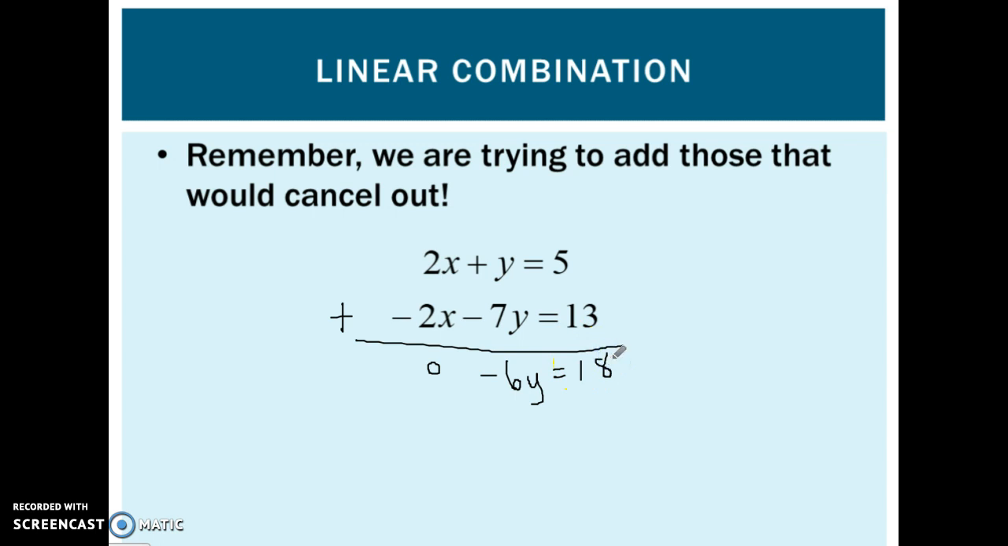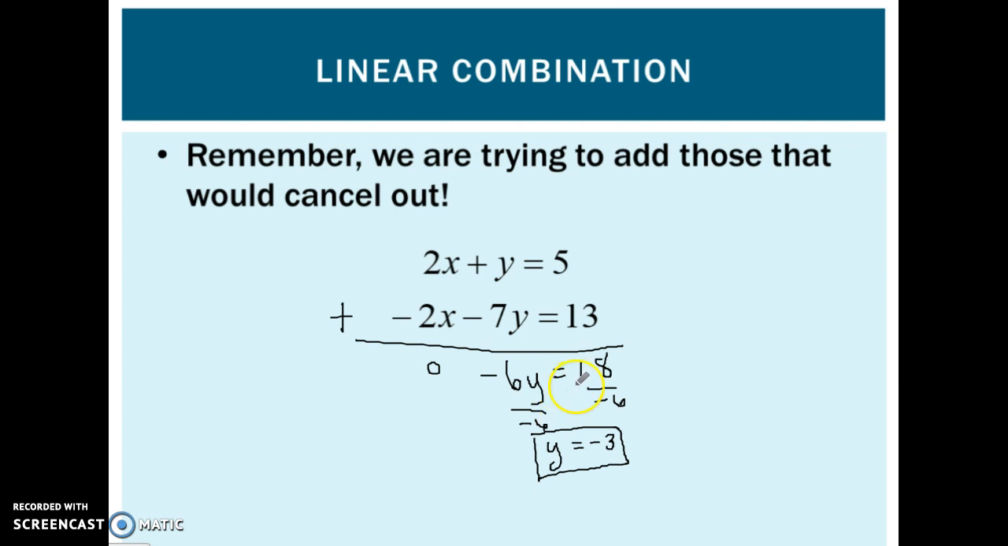And so what's nice about the linear combination method is now I'm only working with one variable because one of mine canceled out to equal 0. So now I just need to solve for y. With the equation negative 6y equals 18, I can divide by a negative 6 on both sides and get y to equal a negative 3. This means that in both equations, y is equal to a negative 3.